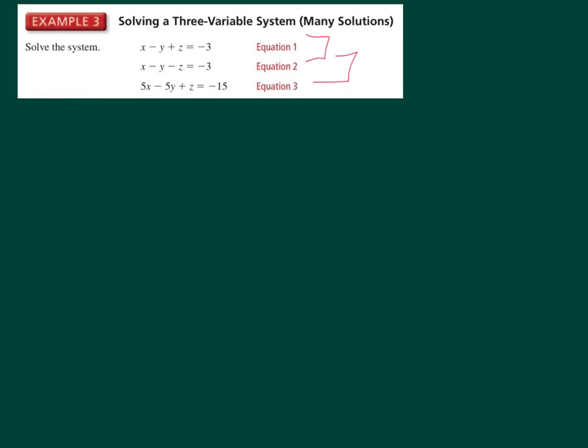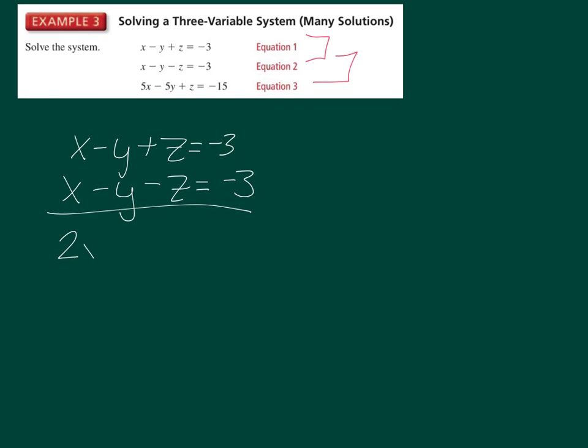So we've combined both of them with 2, and that's fine. So my new first equation, after I do this, is going to be, let's see, x minus y plus z equals -3. And then with equation 2, it's going to say x minus y minus z equals -3. If I add, I get 2x minus 2y, and my z's cancel, equals -6.